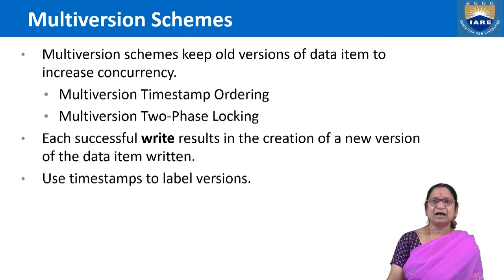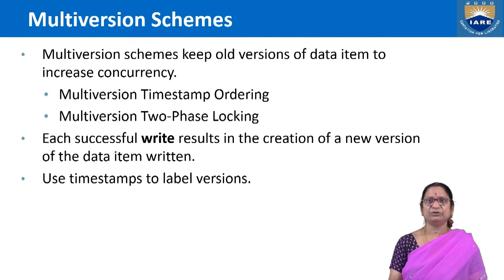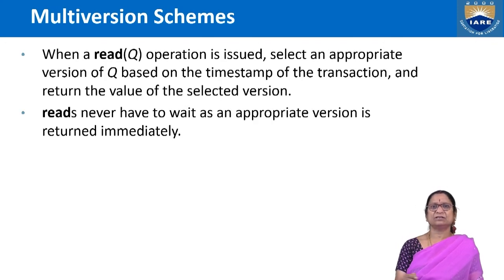So concurrency will be increased, and it is implemented by using the techniques we have already considered. That is, multi-versions can be implemented in the two-phase locking protocol or timestamp based ordering. Each successful write results in the creation of a new version of the data item. New version means any time a write occurs, a new version is created. These versions are generally labeled based upon the timestamps at which that particular write occurred. It need not be a clock; it can be some units of time. When a read of Q operation is issued, select an appropriate version of Q based upon the timestamp of the transaction.